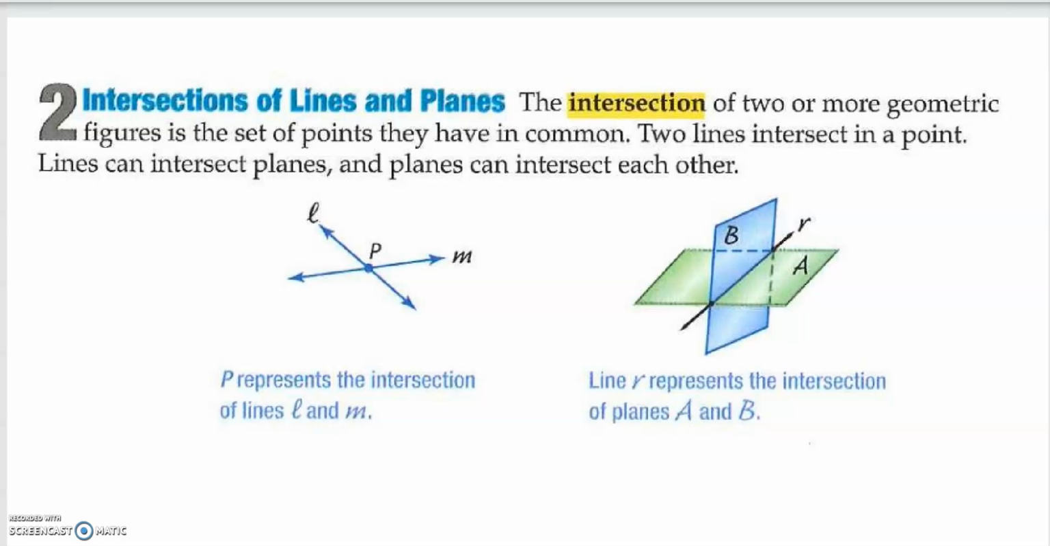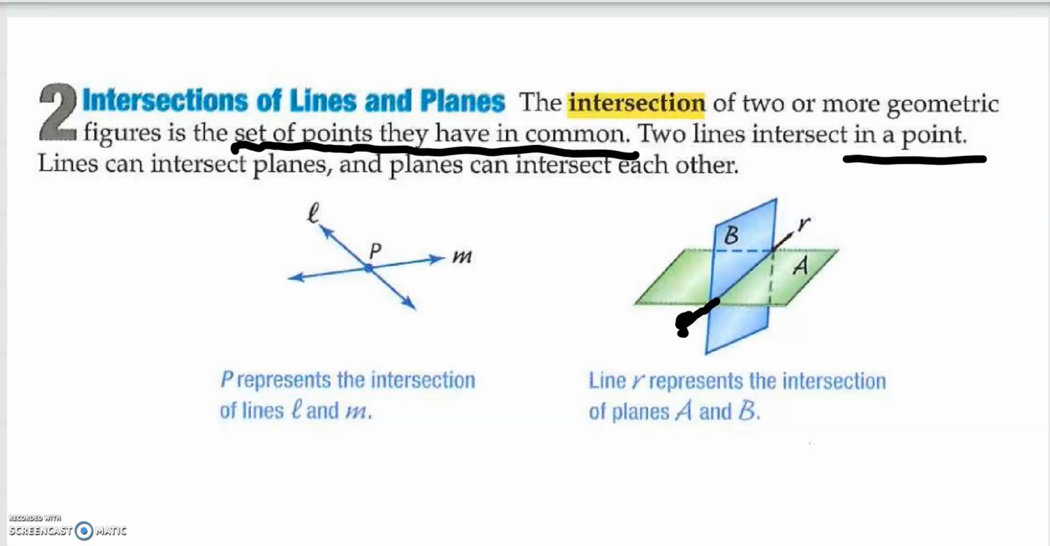Intersection. Excuse me. The set of points that they have in common. The intersection of two or more geometric figures is the set of points they have in common. Two lines always intersect in a point. You're going to need to know that. Okay? Lines can also intersect planes, and planes can intersect each other. Now, if two planes intersect, what does it make? This is a great question.